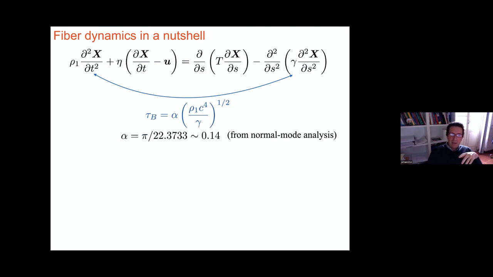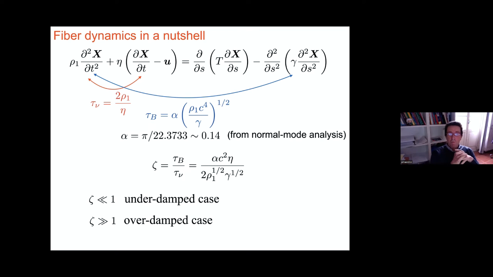So this is the elastic time, and notice that there is this alpha, but this alpha, of course, does not appear by this simple mean field balance argument. Alpha is the result of formal normal mode analysis. Okay, so I don't want to give you details on that. Let me now move to balance the inertia with the friction.